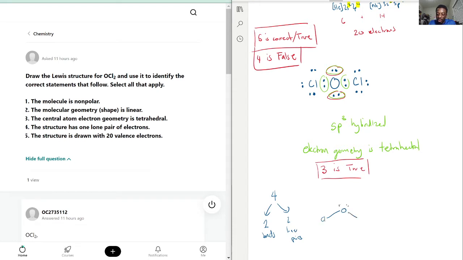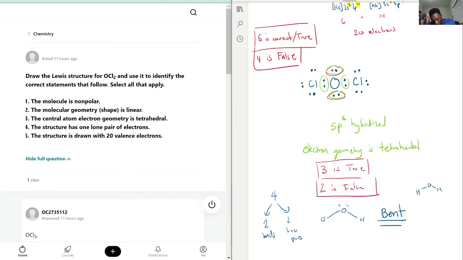And we call this shape bent. And that's actually what happens to the molecule water. Because H2O, it's the same thing, except hydrogen does not have lone pairs on its actual atom. But with that being said, that means 2 is false. Because it's not linear, it's bent.